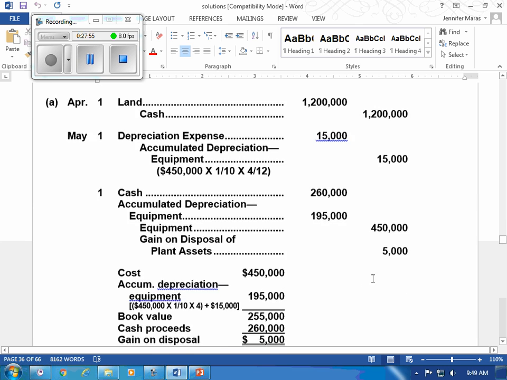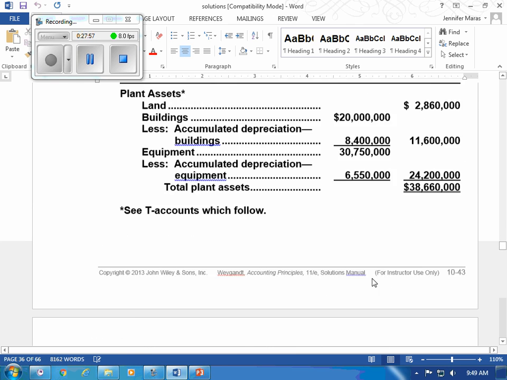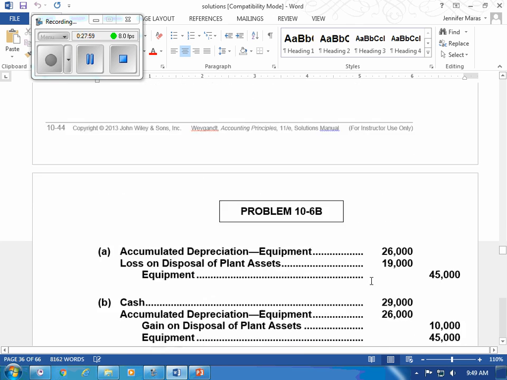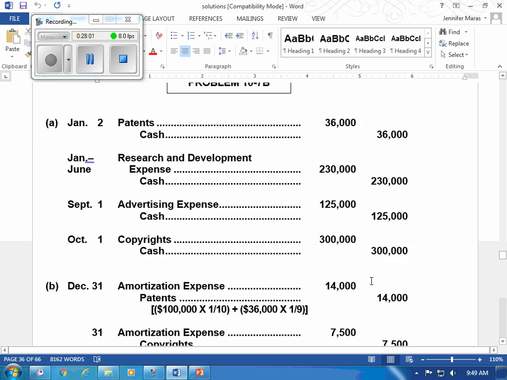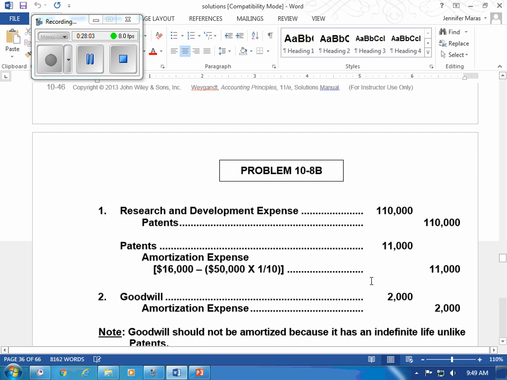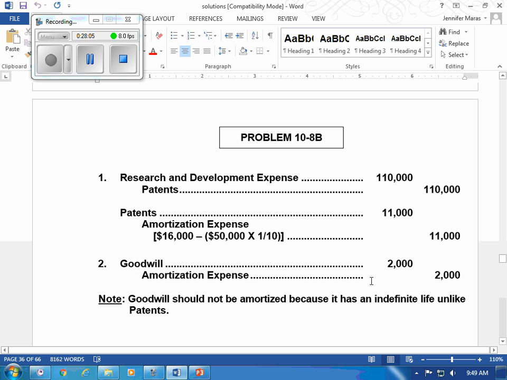What was our next one? 6? 8. Look at how much you guys got to skip. Okay. I wouldn't get so worried about the journal entries here. I just really, really, really want you to know what depreciates, what depletes, what amortizes, what doesn't. That's really what I want you to know.